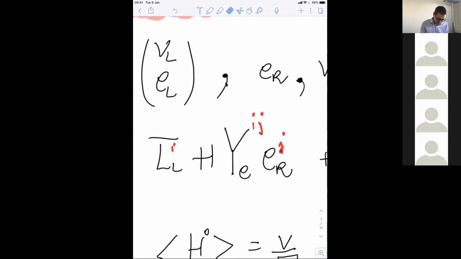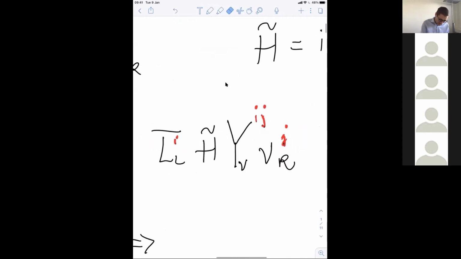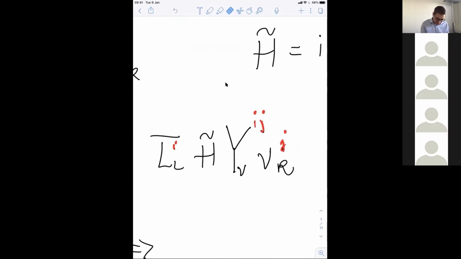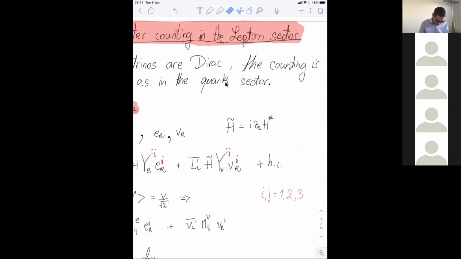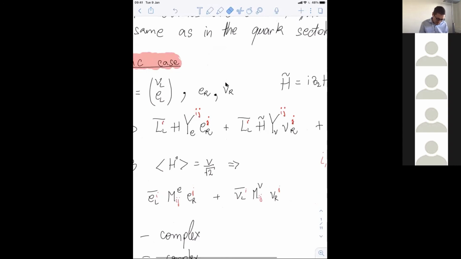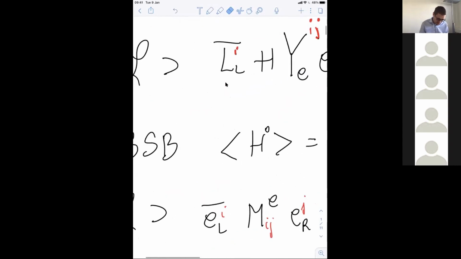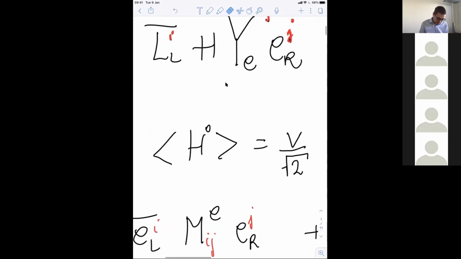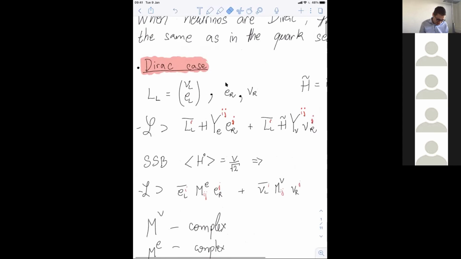So there is the first piece, which is the interaction of the right-handed electron, and YE is the Yukawa coupling. I, J are flavor indices which go from 1 to 3. And the second term is the Yukawa coupling for the neutrino. Remember, we don't have this in the standard model from the previous lecture. So this is an extension of the standard model by adding a right-handed neutrino. Now the Higgs gets a VEV, so we have electroweak symmetry breaking. The neutral component gets a VEV, and this Lagrangian generates the mass term.